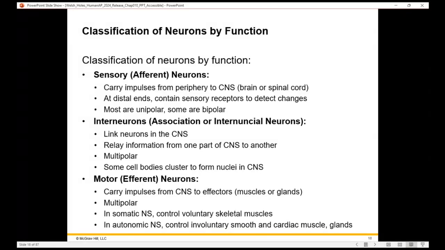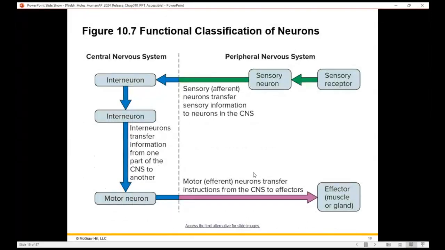Motor or efferent neurons carry impulses from the central nervous system to the effectors, so these are muscles or glands. They're multipolar. Somatic neurons control voluntary skeletal muscles. The autonomic nervous system part controls involuntary smooth and cardiac muscles and glands. Figure 10.7 shows you the functional classifications of the neurons: the sensory, the interneurons, and the effectors.